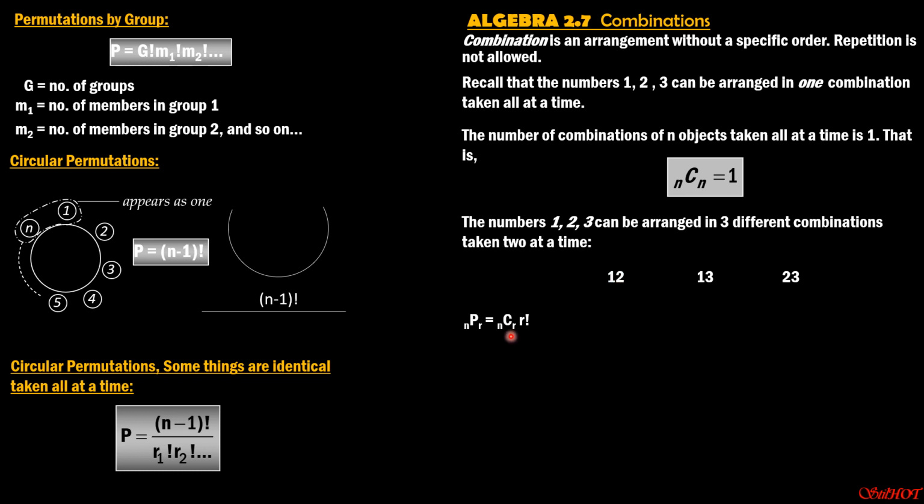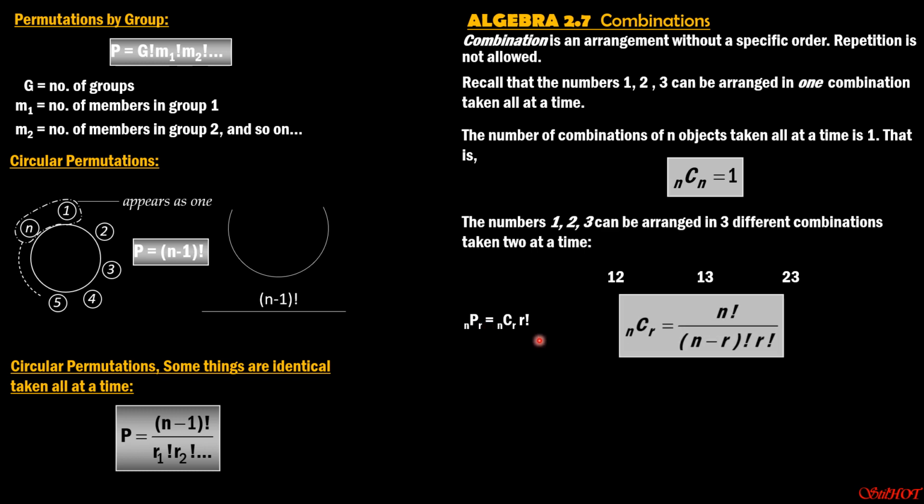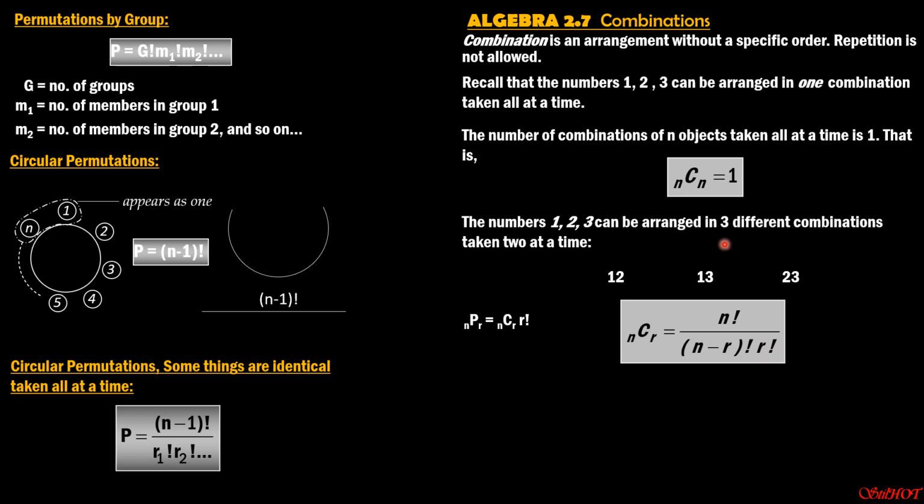So therefore, the formula for nCr is nPr, which is n factorial over quantity n minus r factorial, divided by r factorial. So that's it. nCr is n factorial over quantity n minus r factorial times r factorial. So in this case, evaluate 3 combination 2. In your calculator, type 3, then shift, divide, 2, and it is 3.